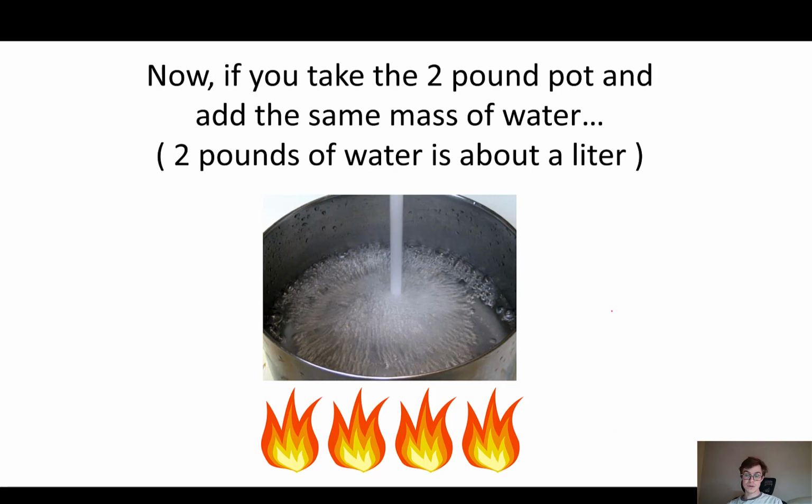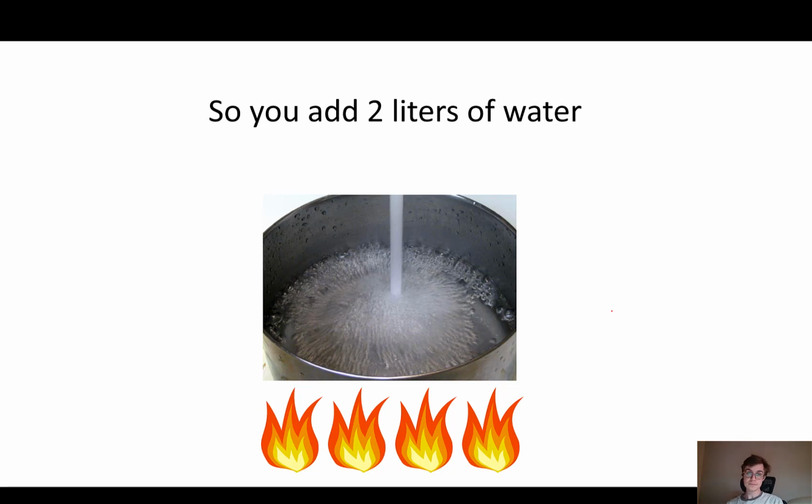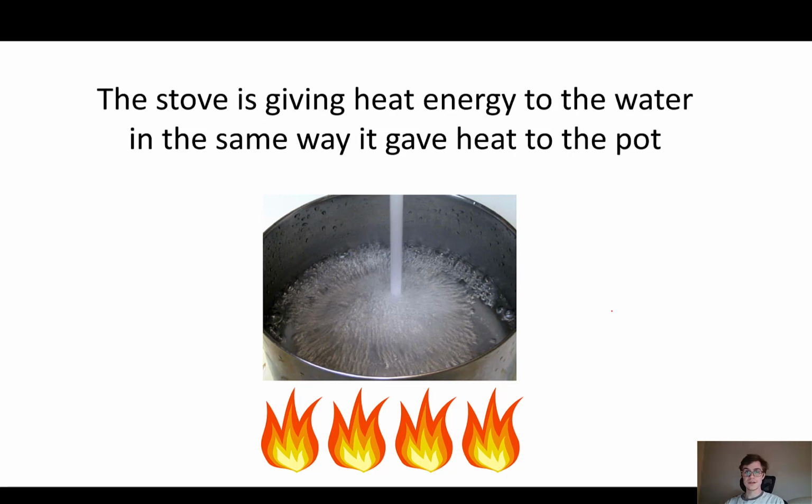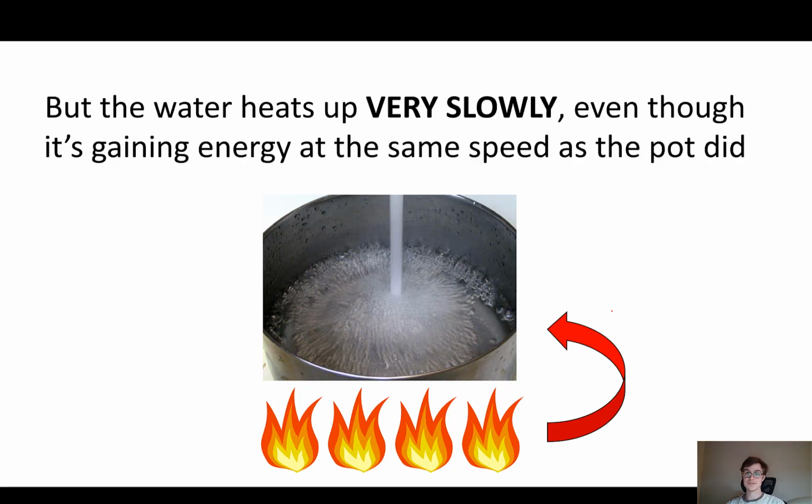Now, if you take that 2-pound pot and you add the same mass of water, so you add 2 pounds of water to the pot, so you're heating it up instead, and 2 pounds of water is about a liter, like a liter of soda, add that much water to the pot. The stove is giving the heat energy to the water the same way it was giving it to the pot, right? You have the same rate of energy transfer. But the water heats up really, really slowly, even though it's gaining energy at the same speed the pot did.